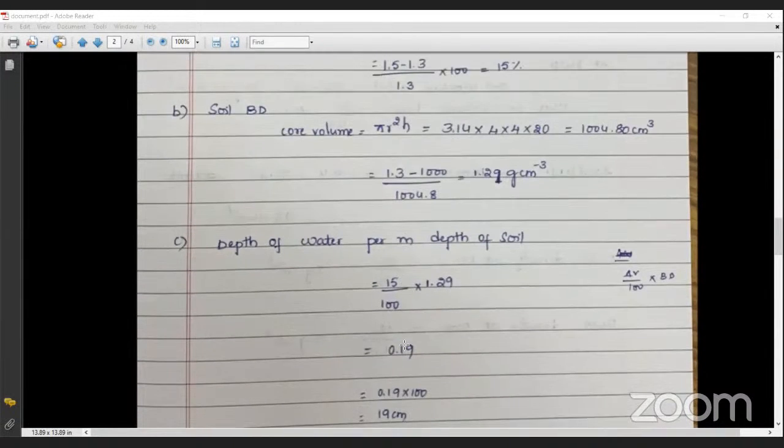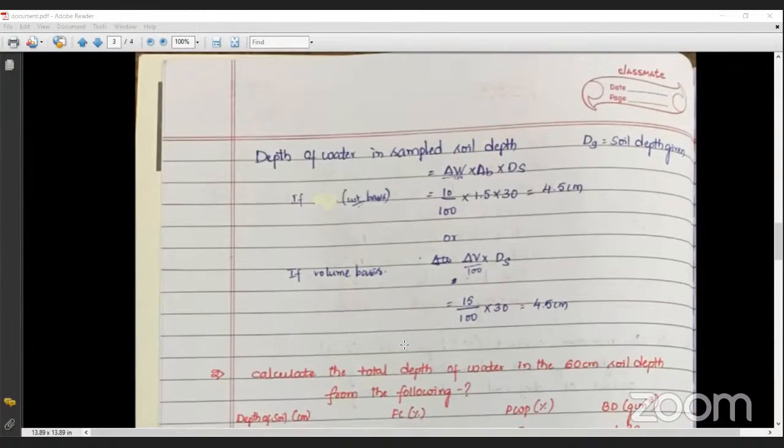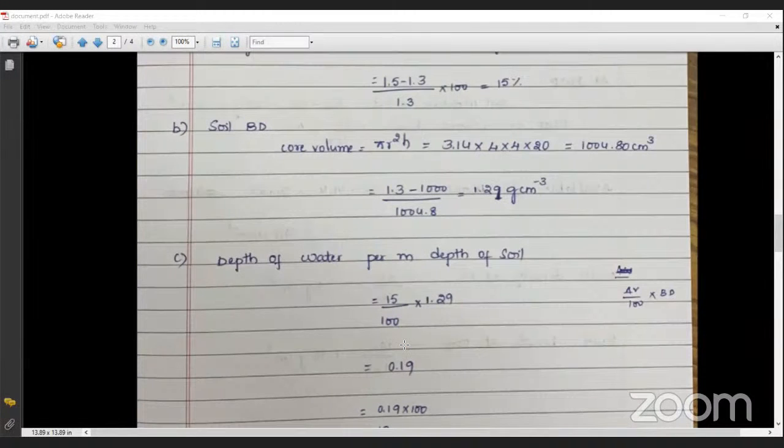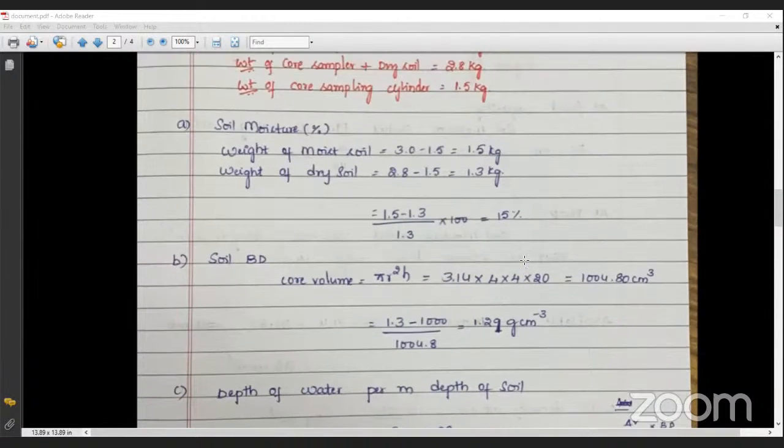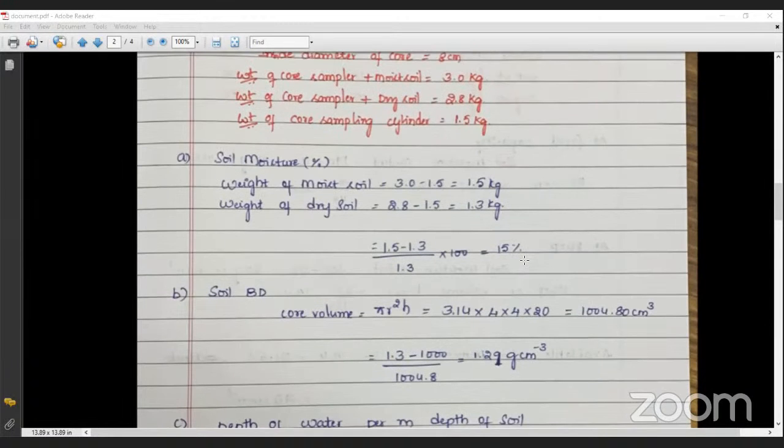Okay. Then how to calculate the depth of water per meter depth of soil? Earlier I explained that. Excuse me, sir. Yes, yes. Sir, this 1.3 minus 1000 that you took above, this 1000 you took as a rough estimate, and 1004.8? I'm not getting it. In this question, soil bulk density 1.3 minus 1000, which 1000 did you use?